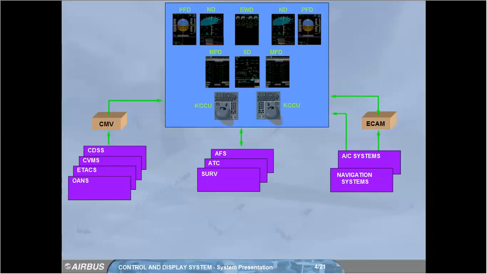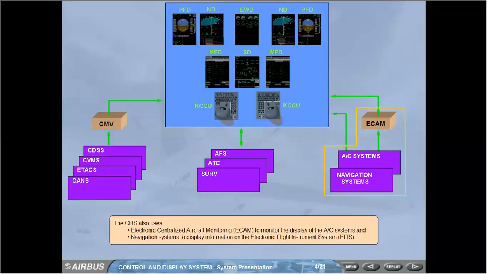CDS also uses Electronic Centralized Aircraft Monitoring, ECAM, to monitor the display of the aircraft systems and navigation systems to display information on the Electronic Flight Instrument System, EFIS.